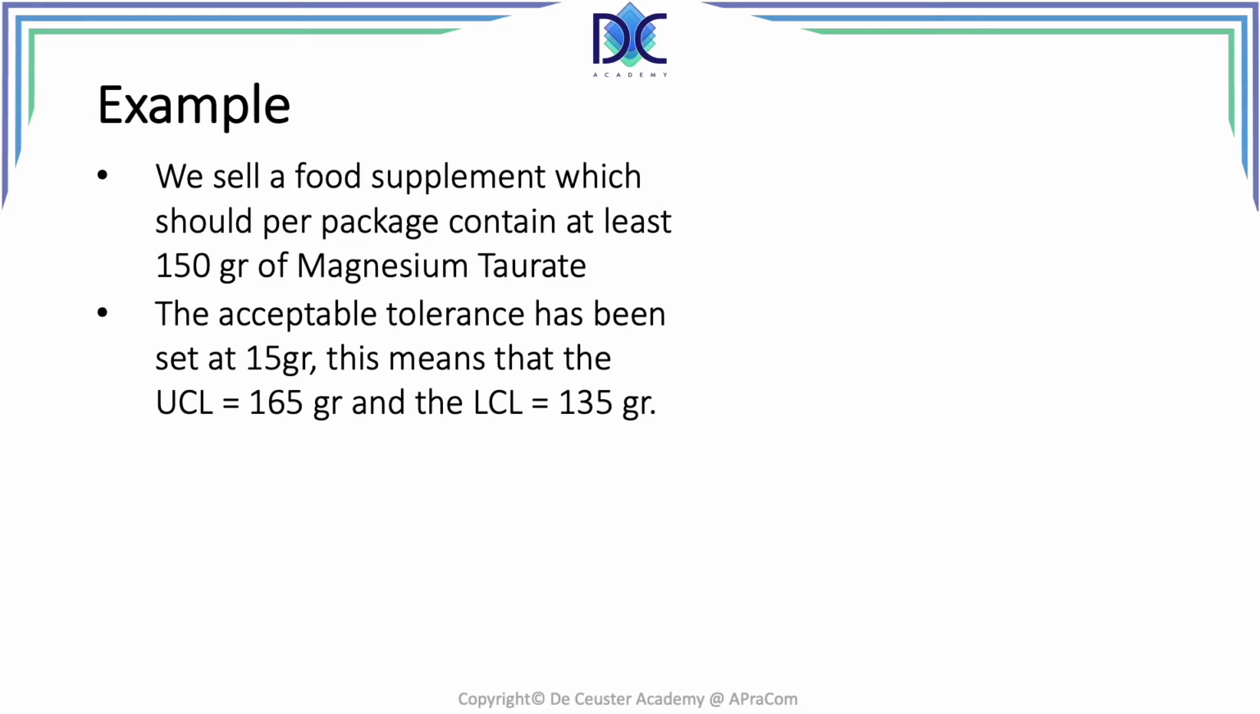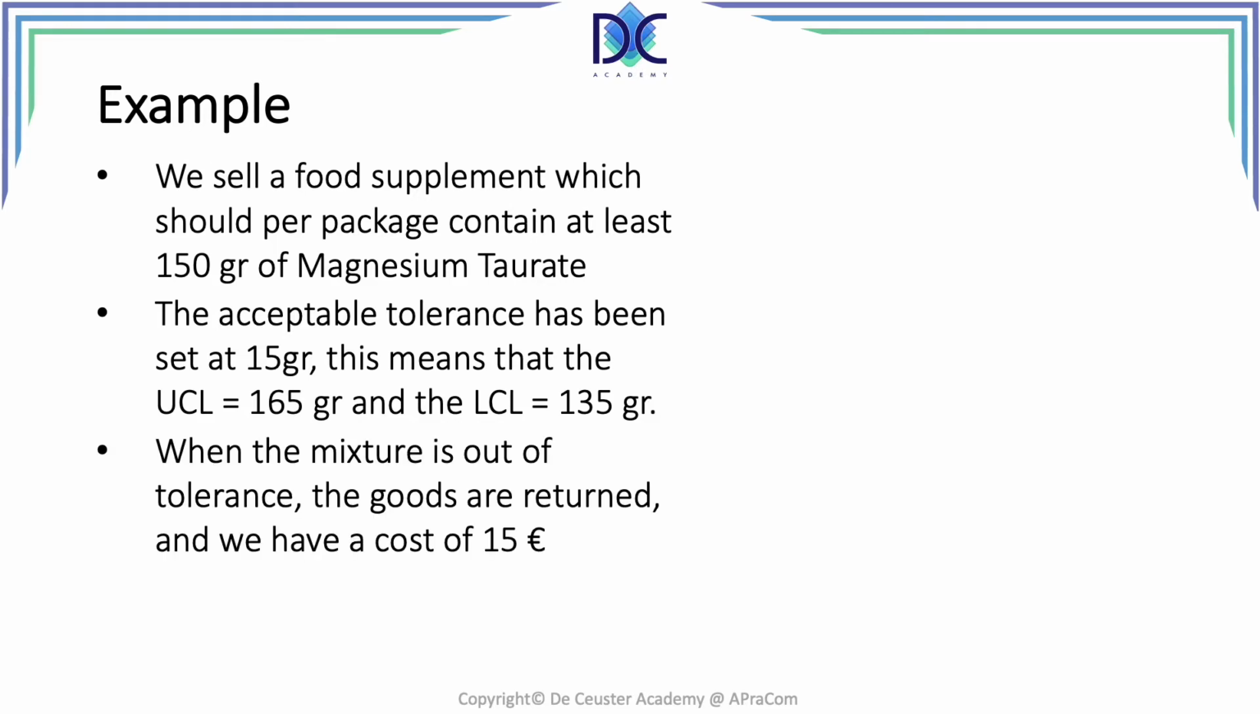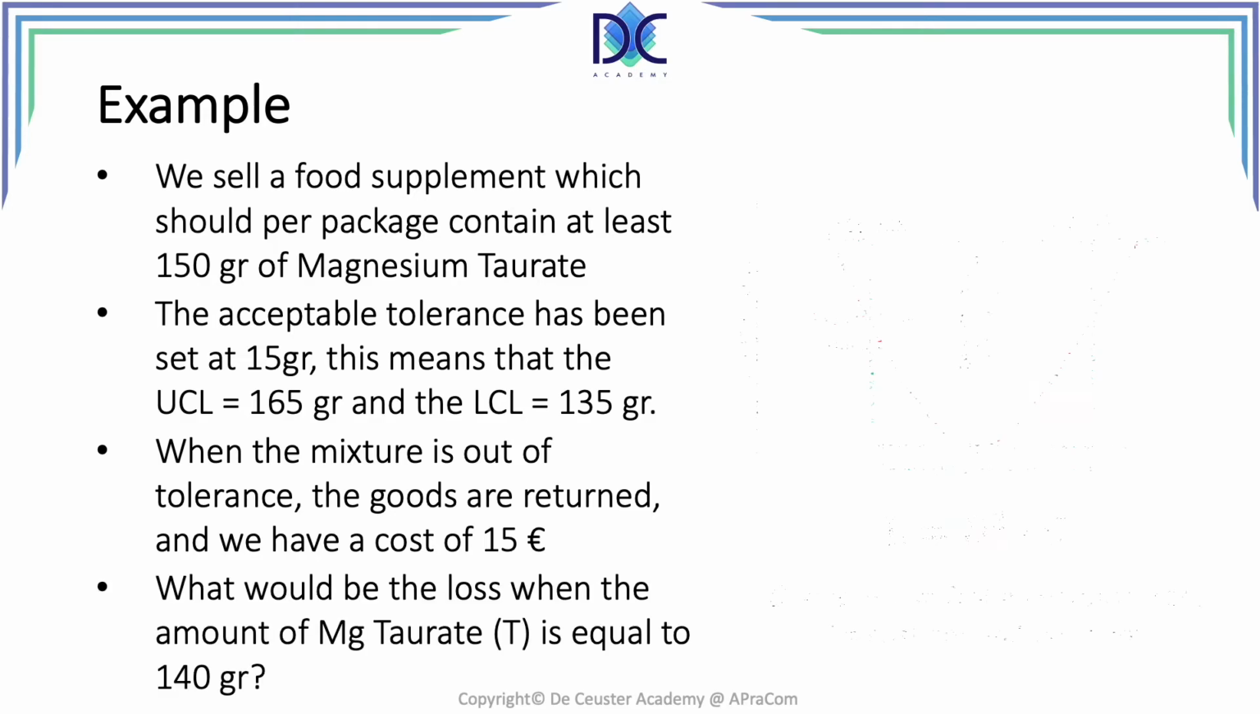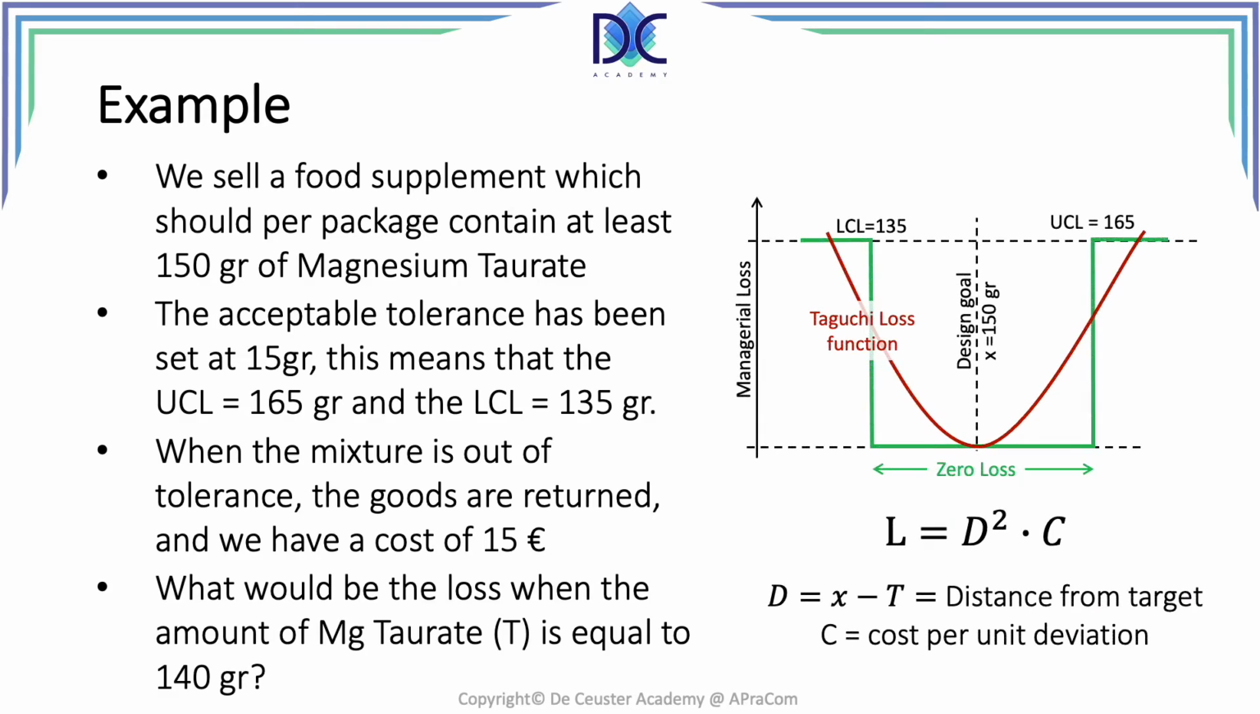So it means that the upper control limit is at 165 grams and the lower control limit at 135 grams. When the mixture is out of tolerance, the goods are returned and we have a cost of 15 euro. So basically, that's the information that we have. And now we want to know what would be the loss when the amount of magnesium taurate, T, is equal to 140 grams.